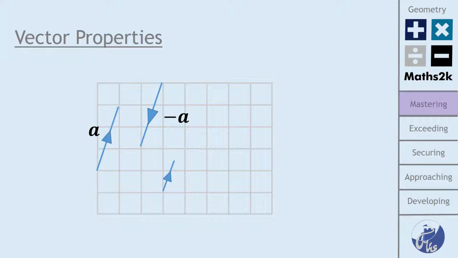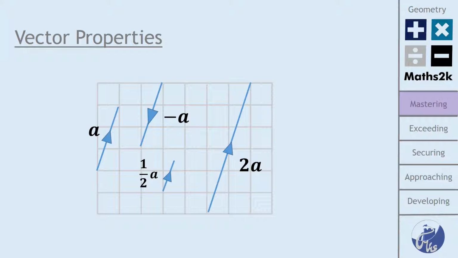Another thing that you can do with vectors is decrease the size of them. This vector here is about half the size of the vector A. It runs parallel, and so this vector would be half A. Similarly, you can have a vector which increases in size. This vector is going in the same direction as A, but it has twice the magnitude. It's twice as long. So this vector here would be 2A.